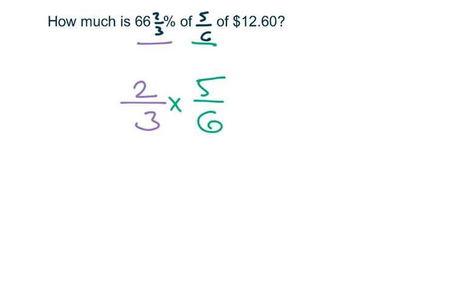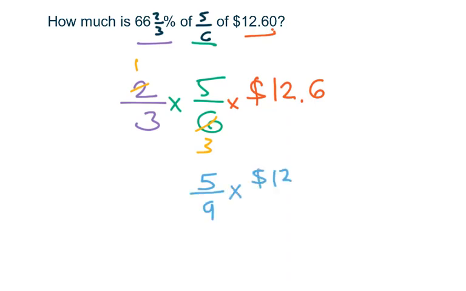And then we're going to multiply that by our 5/6. And then you go, should I do something to that money? Well, technically you could, but most people just keep it as money. So let's check out what we get here. I got some nice cross-canceling opportunities. I'm going to rewrite it as 5/9 times 1260.